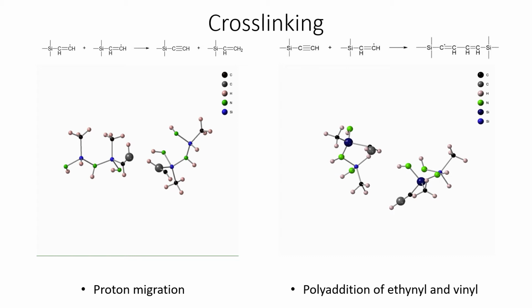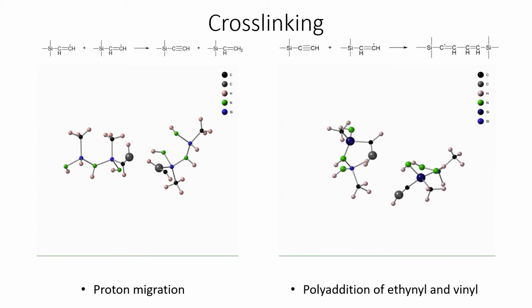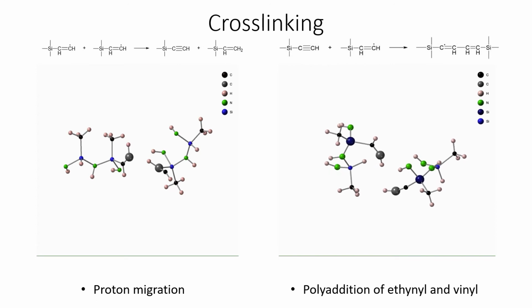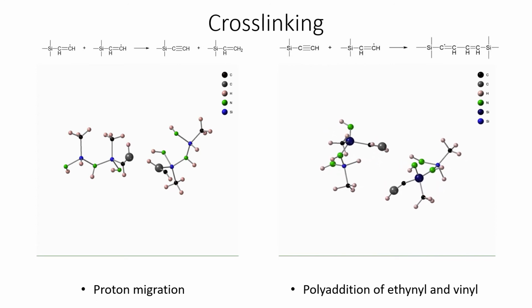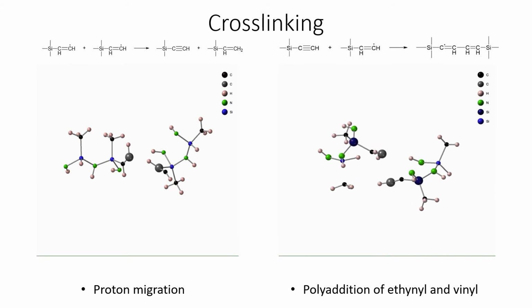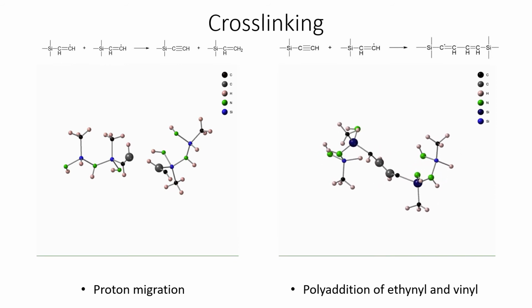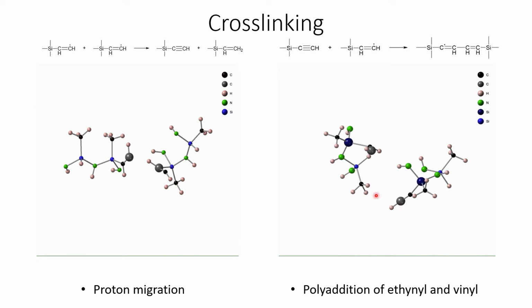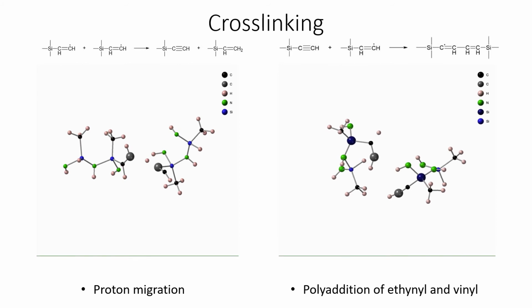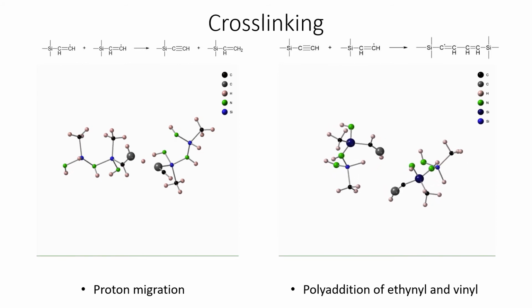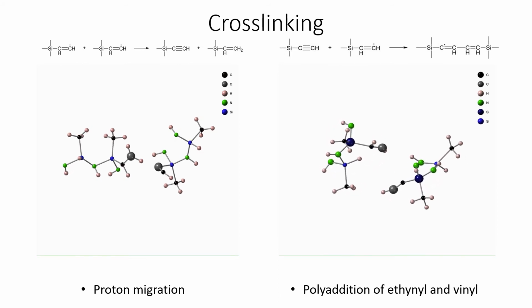The next reaction shows a polyaddition of an ethynyl group and a vinyl group. As you can see, this ethynyl group here interacted with this vinyl group to form this type of linkage here. The polyaddition reactions seen in the cross-linking were only observed in the Si30 model and not in the Si15 ring model. This is most likely due to the fewer number of vinyl groups within this model.